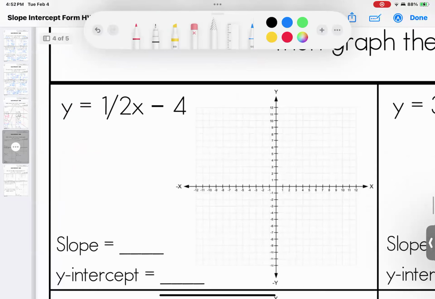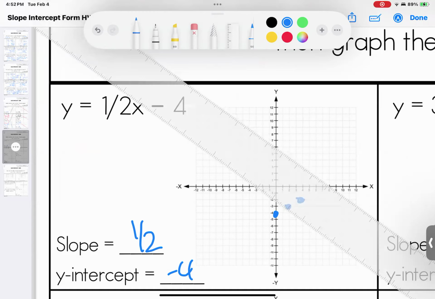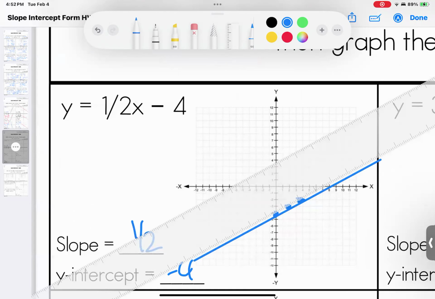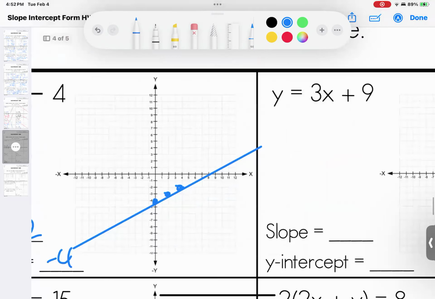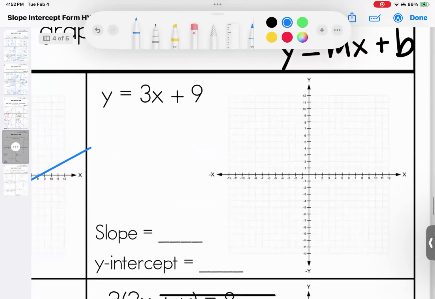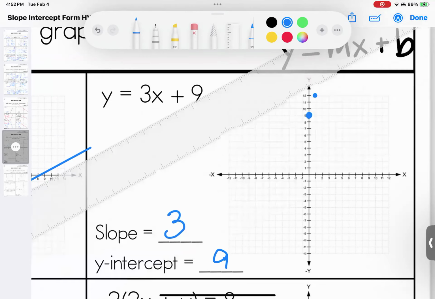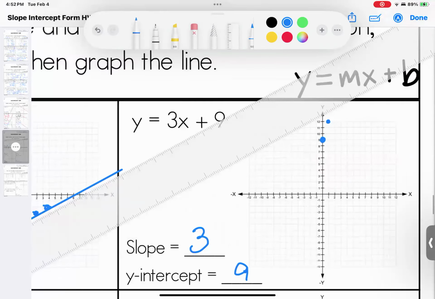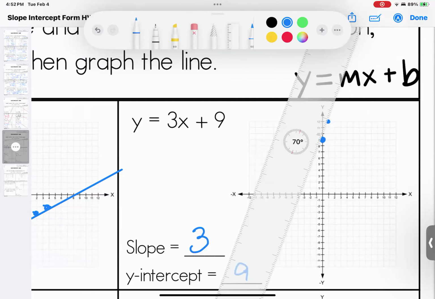Same thing, jelly bean. So we have, oh, it would help if I was not writing in invisible ink, 1/2 and negative 4. So up 1 over 2, up 1 over 2. Grab your straight edge of choice and try better than I did to connect them. All right, slope of 3, y-intercept of 9, so go up to 9. Up 3 over 1, that's any whole number with a 1 as its denominator, is now a fraction.